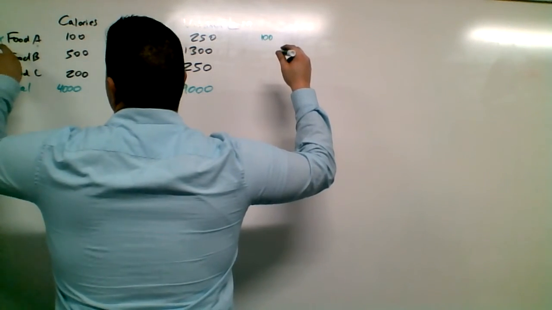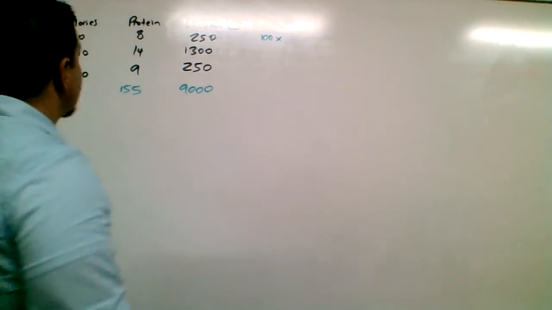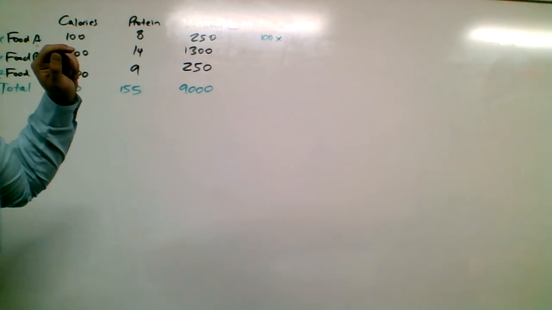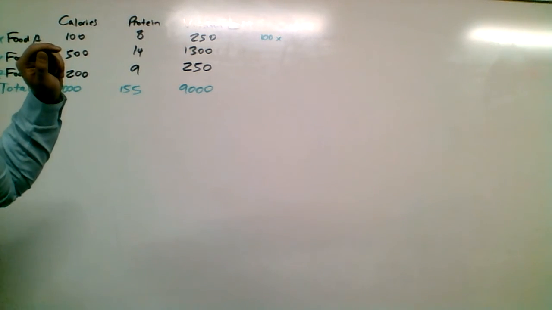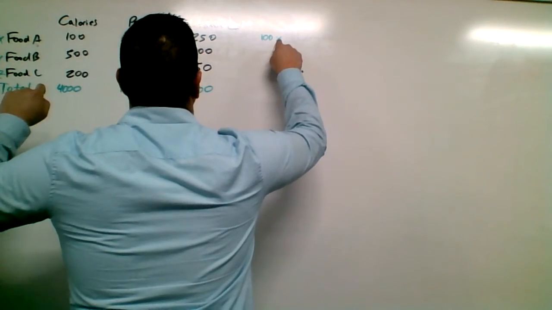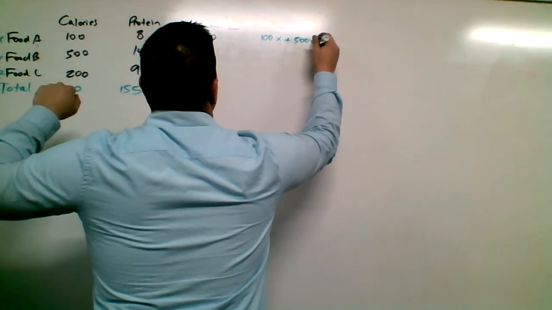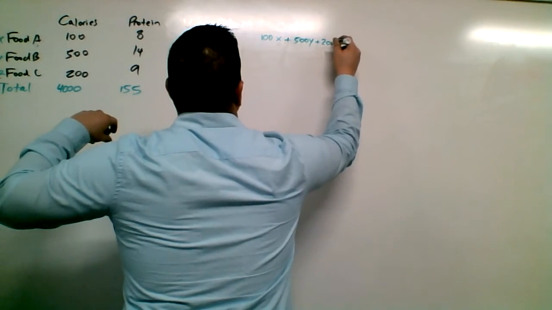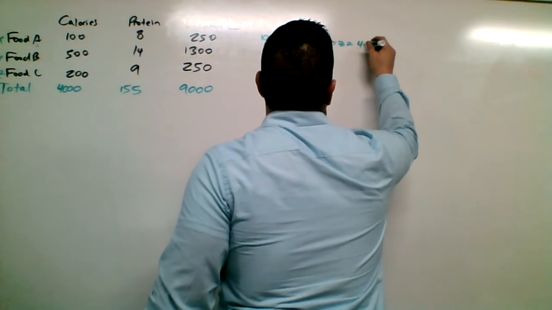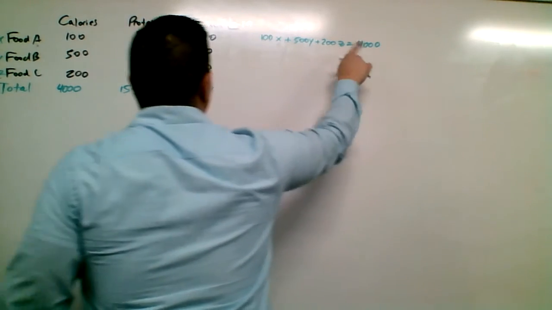If I know food X gives me 100 calories, that's 100 times the amount of food X. Okay, so this is like a serving size. So 100 times X servings of X plus 500 times Y plus 200 times Z, and I want that to total 4,000 calories. So some amount of food A, some amount of food B, and some amount of food C, for a total of 4,000 calories.